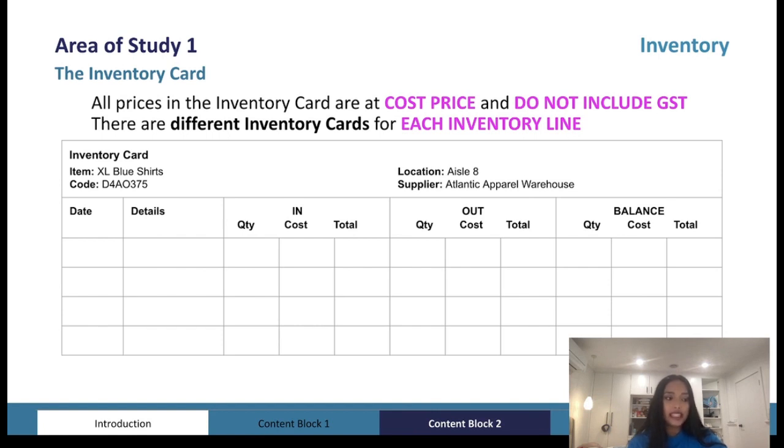And one of the easiest mistakes that people make with inventory cards is to include a selling price or to include the GST of the price. So that's really, really important to remember. Okay, now that we've gone through that, let's do an example together.